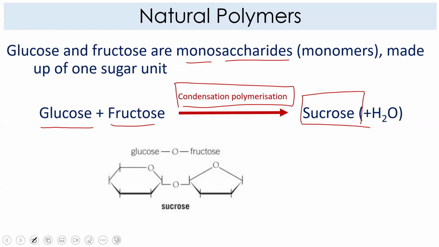So if I add glucose and fructose and I do condensation polymerization, what else do I make as well as sucrose? Water. I mean, it's on the screen there, okay? But think about it, condensation polymerization. Polymerization is where you're making things go together, and the condensation part is the fact that you're getting water out. Okay, Adam, do you know another natural polymer that is even more of these monosaccharides chucked together?